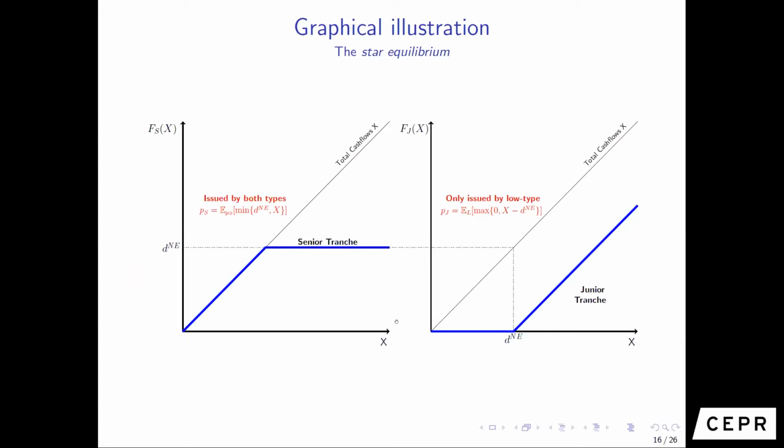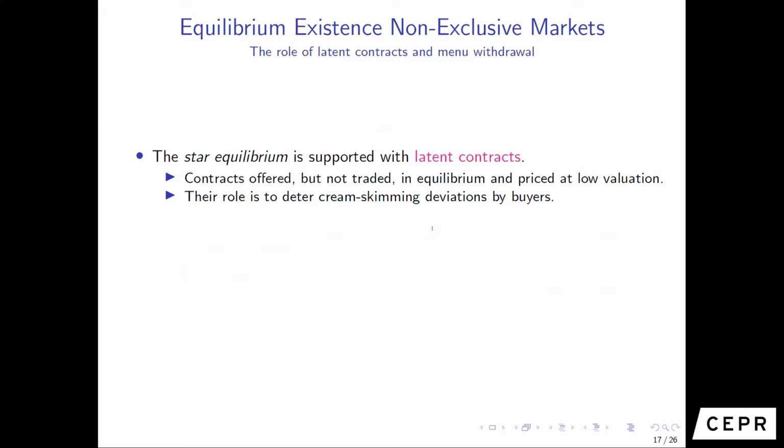So what this means is that when markets are non-exclusive, what you should observe is tranching of cash flows: a senior tranche priced at average valuation, traded by everyone, and then a junior tranche only traded by bad types, while this junior tranche is retained by good types. In this world, if we observe retention by high types, we shouldn't interpret it as a signaling device. It's simply that the high types think these junior tranches are very underpriced. They think the price is very low and they prefer to keep them on their balance sheet than to sell them, okay? So this is the world in which retention is never used to screen or signal underlying quality.